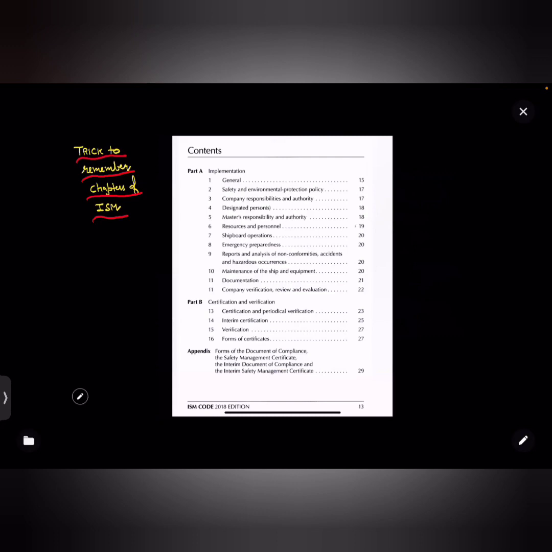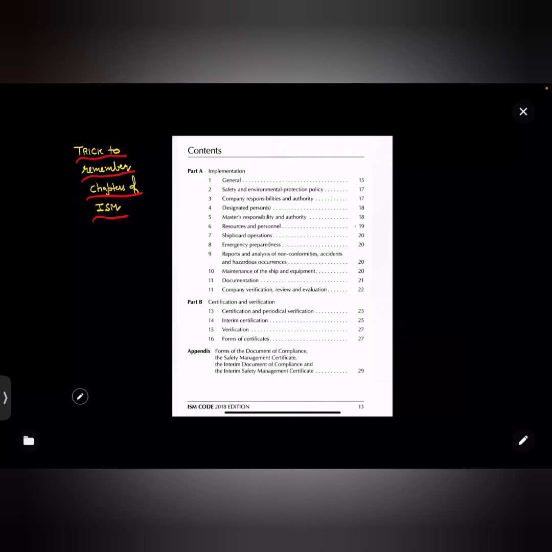If you open the book ISM code 2018 edition, which is the latest one, and go through the contents, there is part A, part B and appendix. Part A is implementation, part B is certification and verification, and the appendix generally has the forms of document of compliance, safety management certificate, interim document of compliance, and the interim safety management certificate.